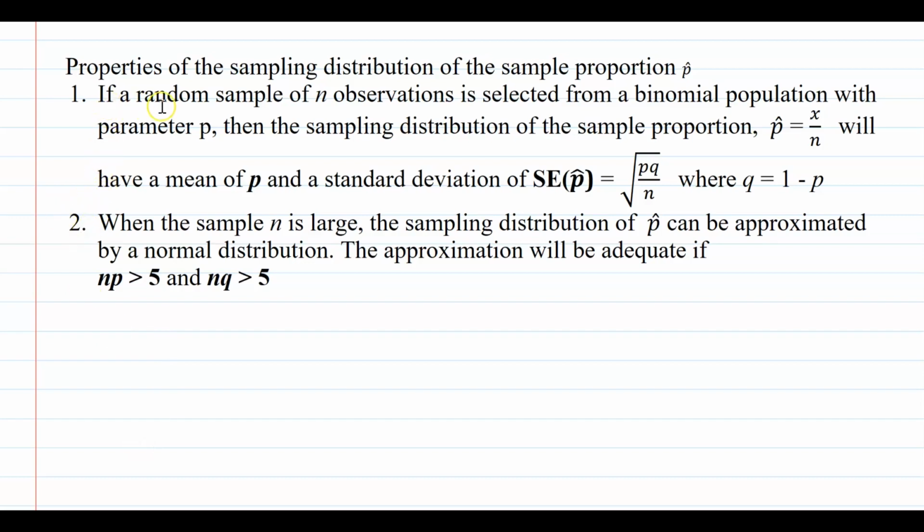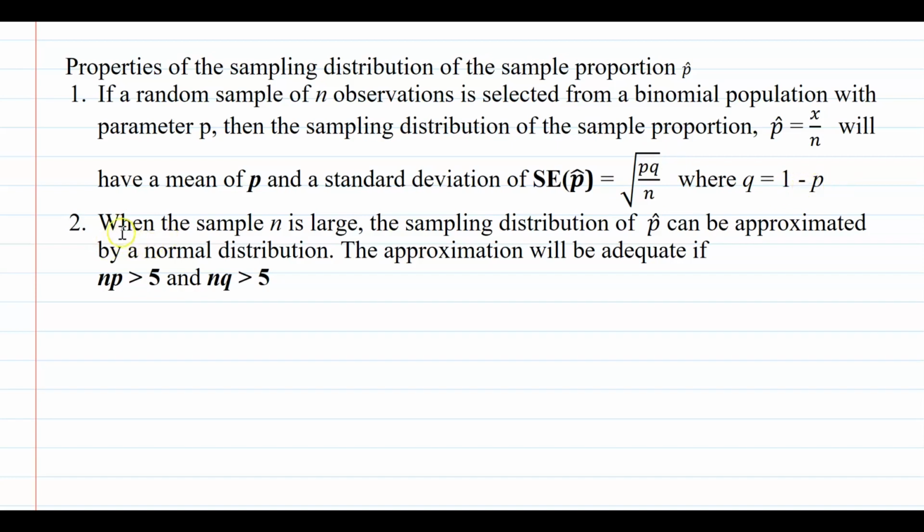There are two properties of the sampling distribution of the sample proportion p hat. The first one is: if a random sample of n observations is selected from a binomial population with parameter p, then the sampling distribution of the sample proportion p hat, which is equal to x over n, will have a mean of p and a standard deviation, SE of p hat, equal to the square root of pq over n, where q is equal to 1 minus p.